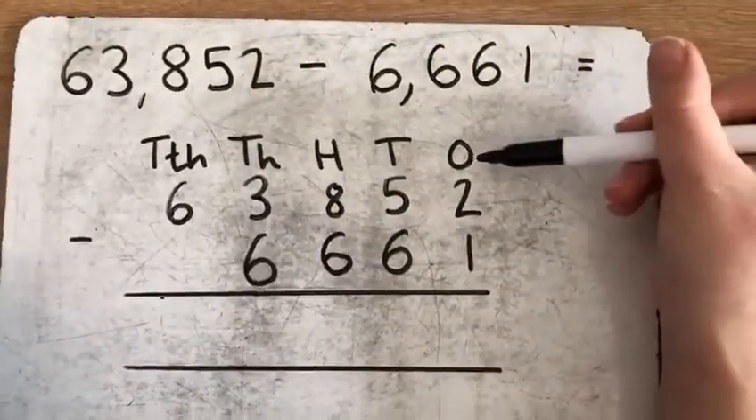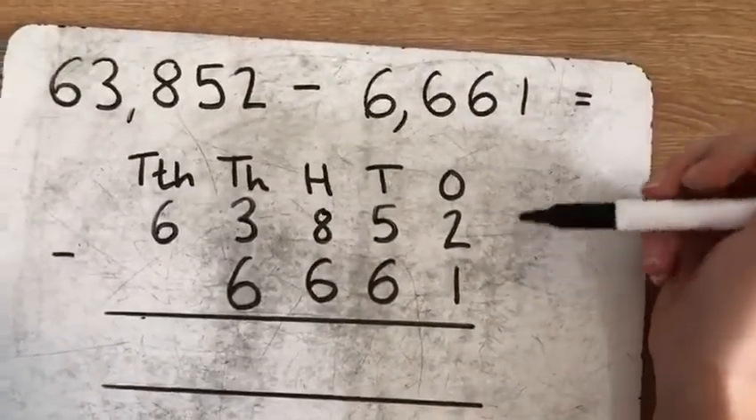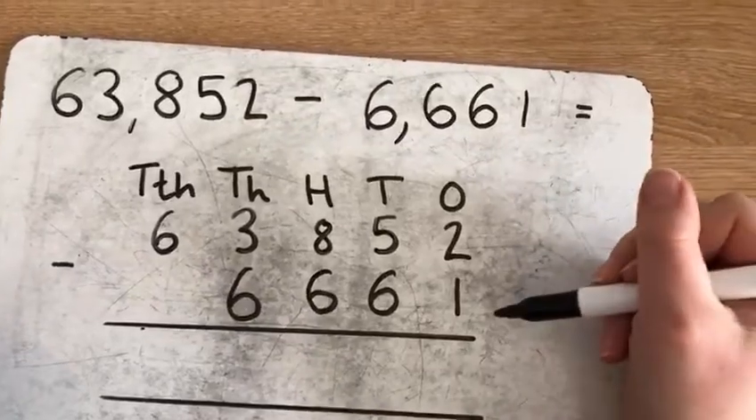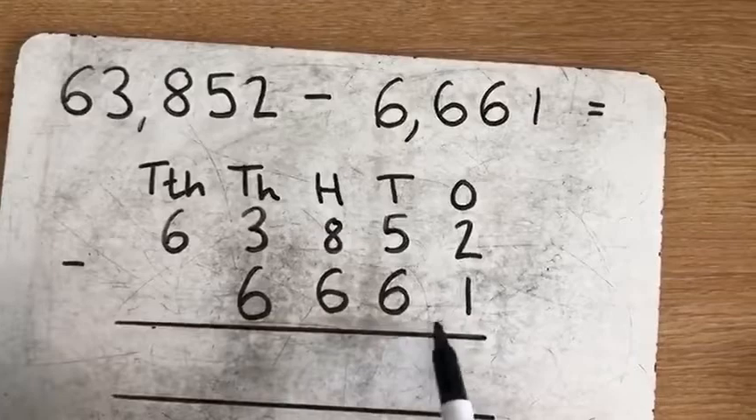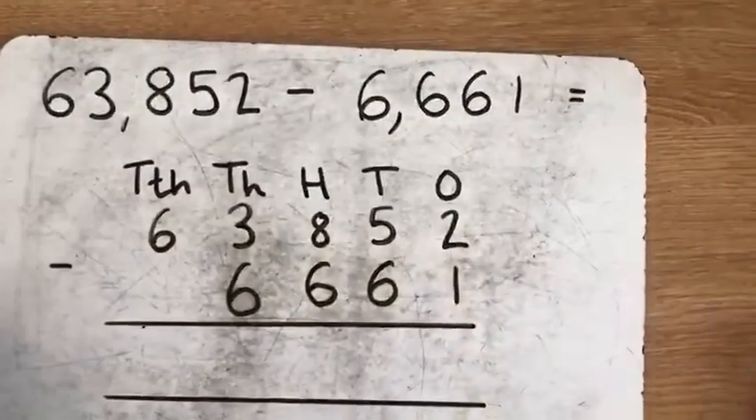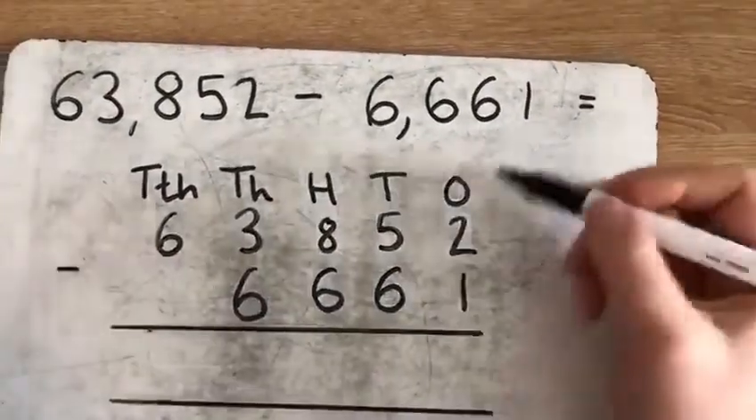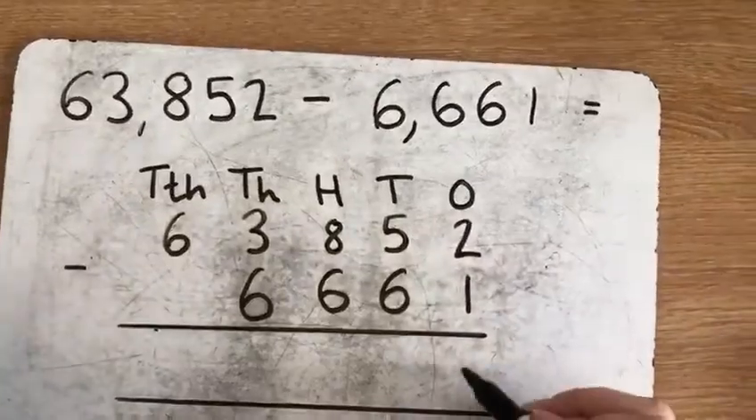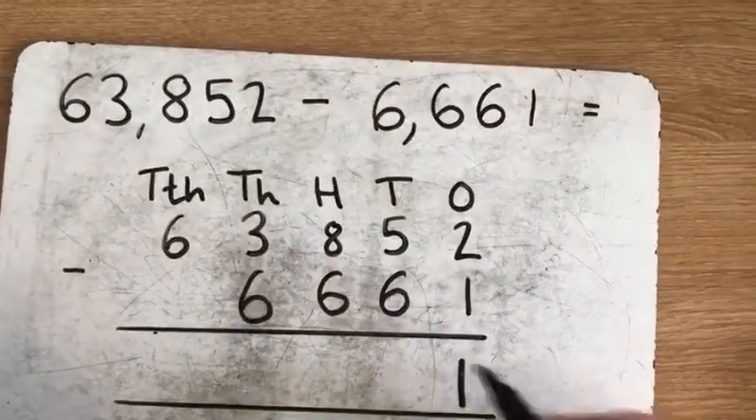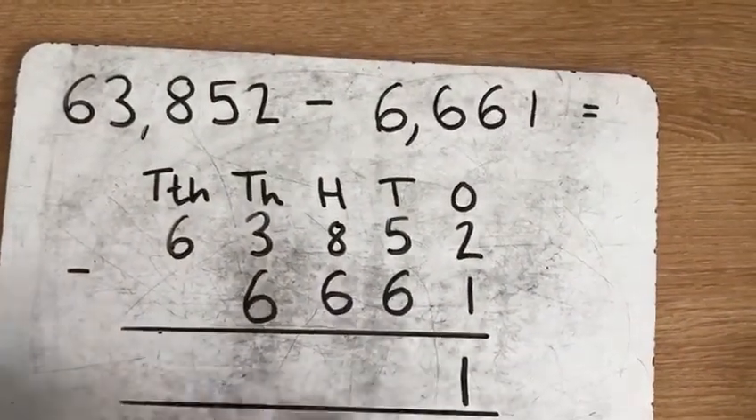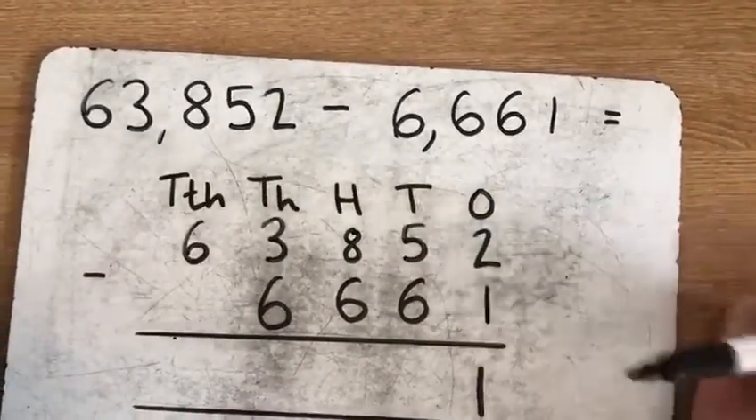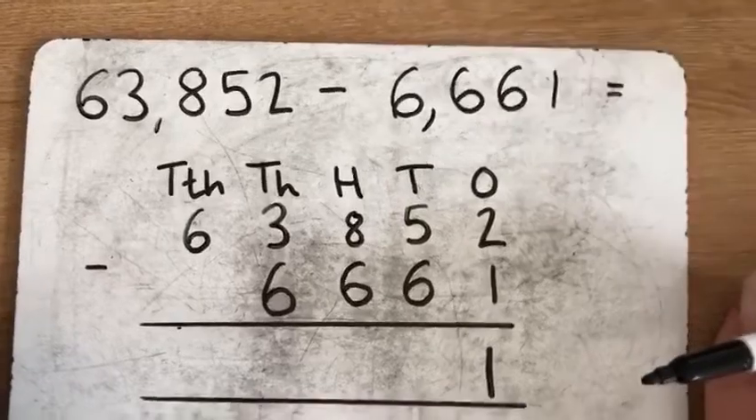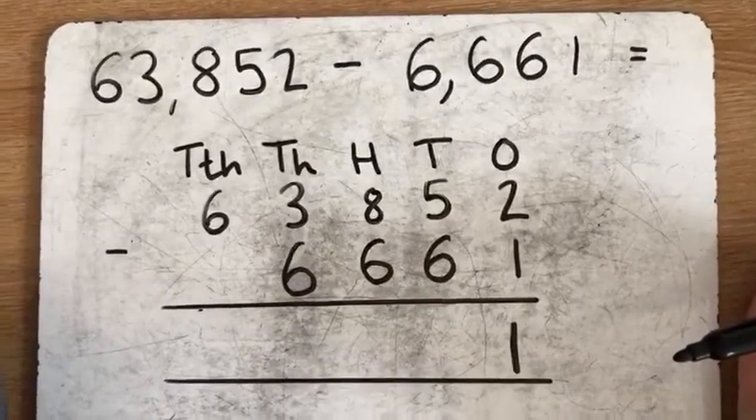We start from the ones and we subtract the subtrahend from the minuend. So we subtract the bottom number, the subtrahend, from the minuend. Starting from the ones, we're going to do 2, take away 1, which is 1. So I'm now finding the difference at the bottom here. Then I'm moving on to the tens column. 5, take away 6. Now I can't actually take 6 away from 5.